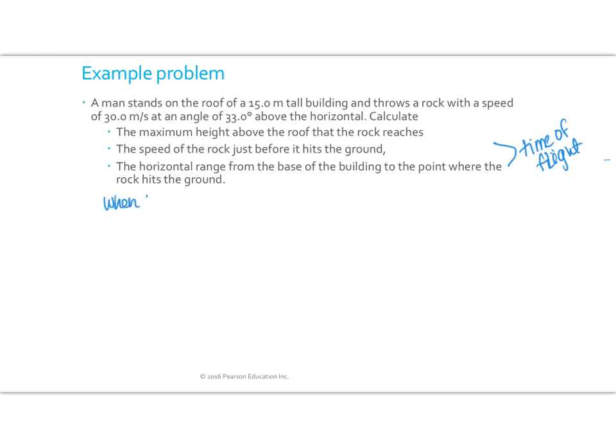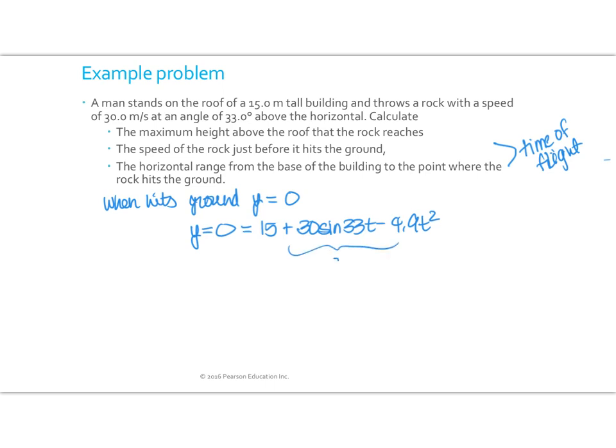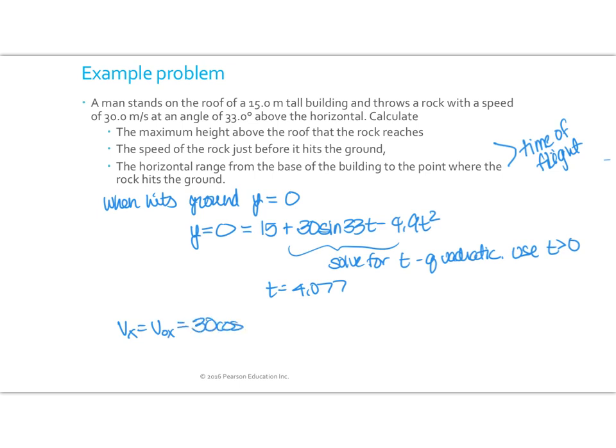I know when it hits the ground, y equals 0. So I'm going to use that. Y equals 0 is equal to 15 plus 30 sine of 33 times t minus 4.9 t squared. So this is a quadratic equation that I solve. And I have to use a time that's greater than 0. I find that time is equal to 4.077.